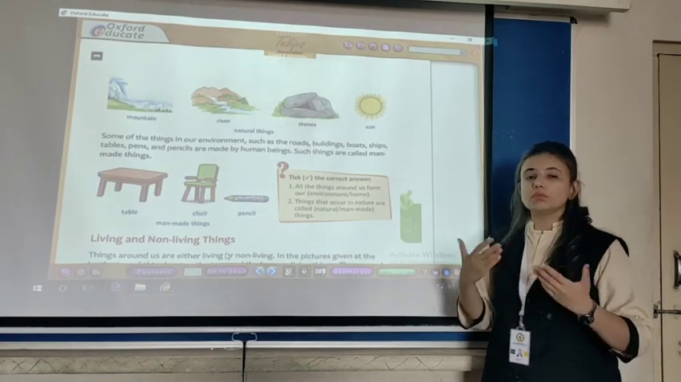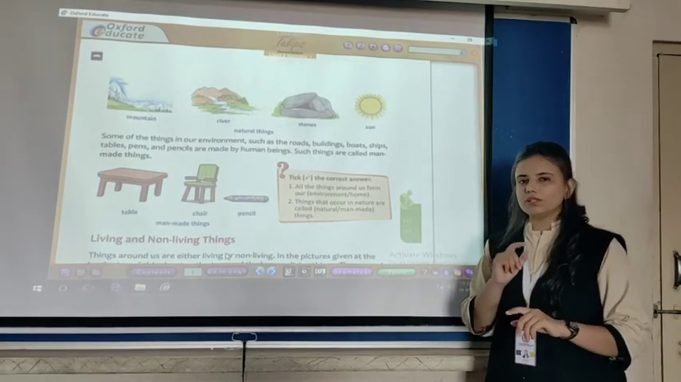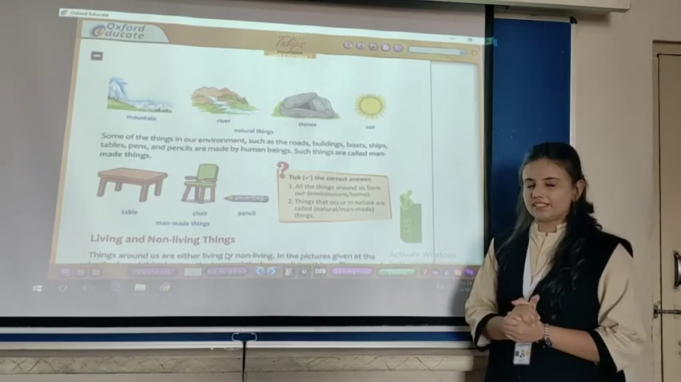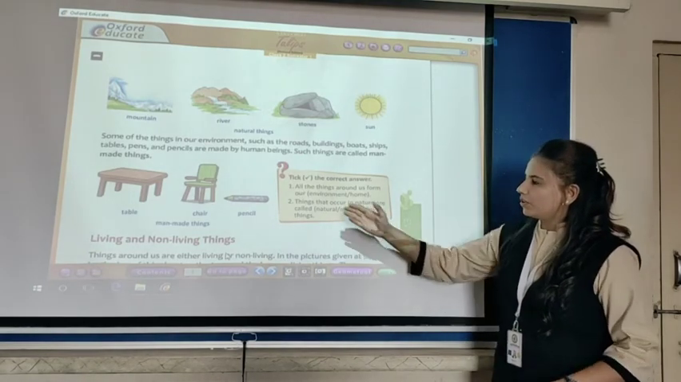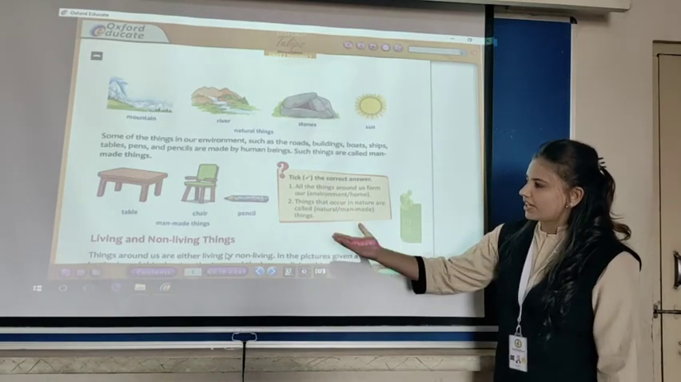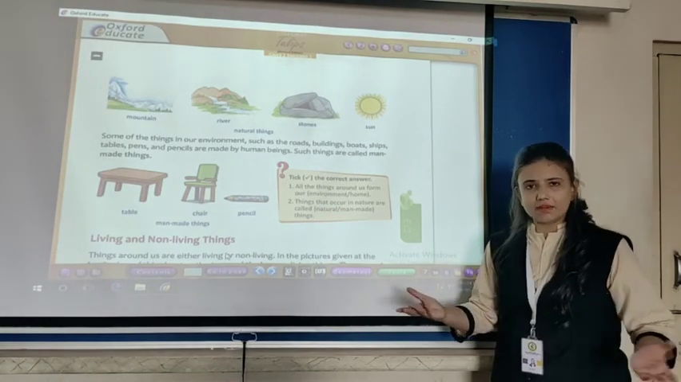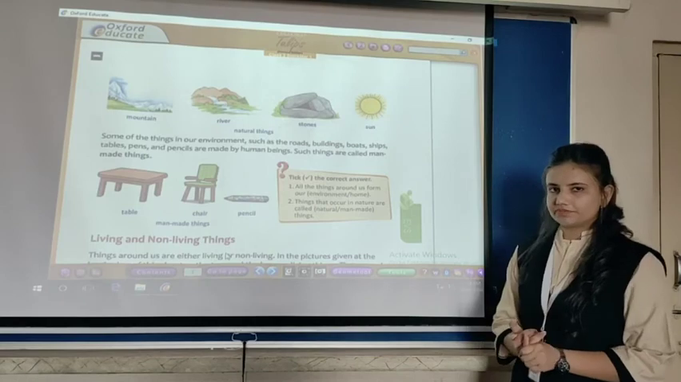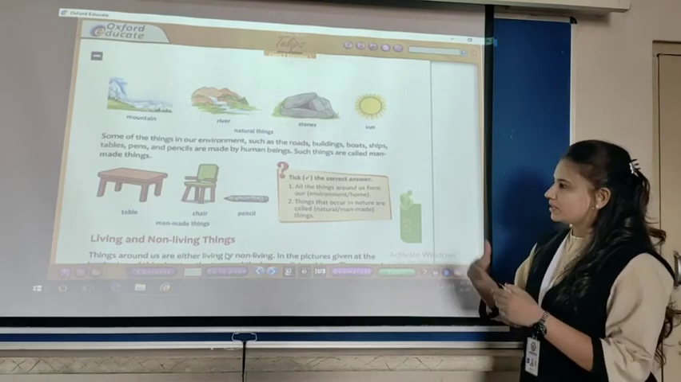ऐसी चीज जो हम human beings बनाते हैं, उसी को ही बोलते हैं man-made things. So, look here down. There is an example of man-made things: table, chair, pencil, and there are many examples as I explained before. So now let's move ahead.